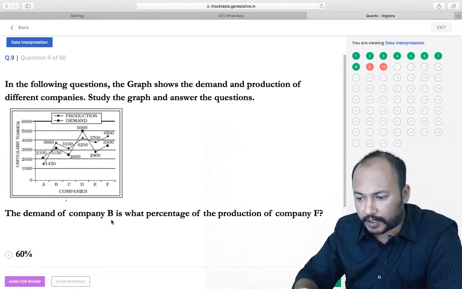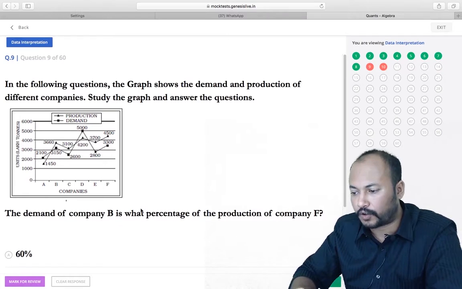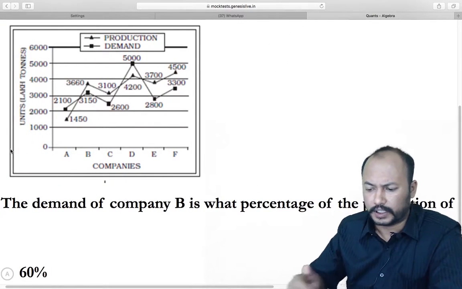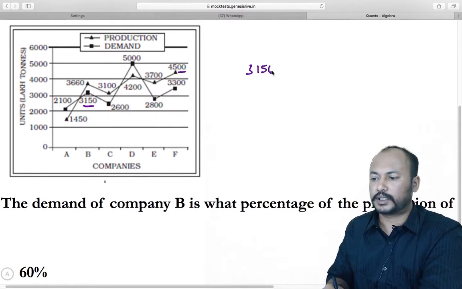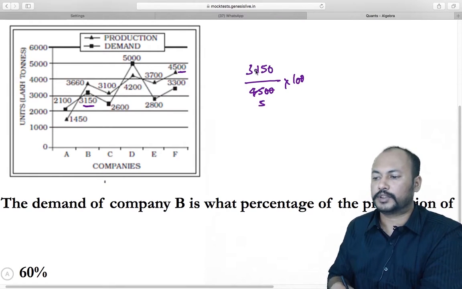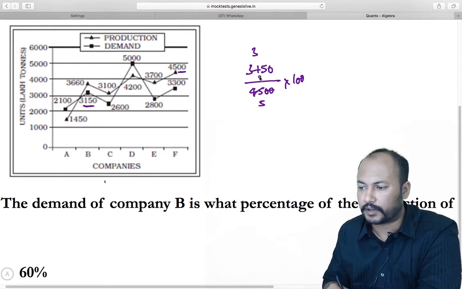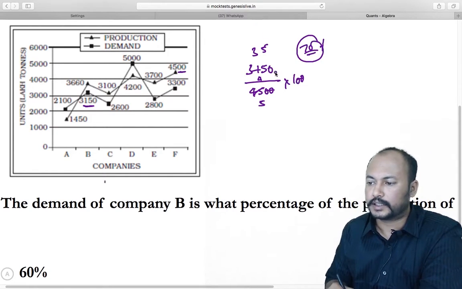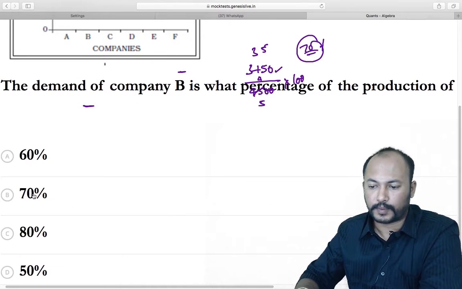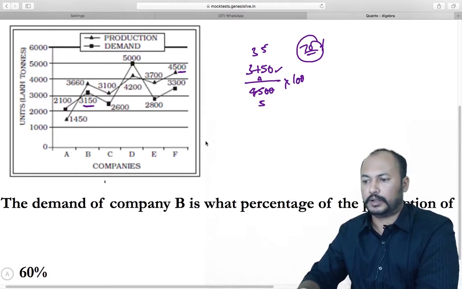Question is, the demand of company B is what percentage of the production of company F? We are talking about two values. One is demand of company B, that is this value, 3150, and then production of F, which is this. So what they're asking is 3150 divided by 4500 into 100. 9 5s are 45. 9 3s are 27. Then 5 7s, 70%. So this gets cancelled, you have 1 0. So 70% must be your answer. I hope this is clear.